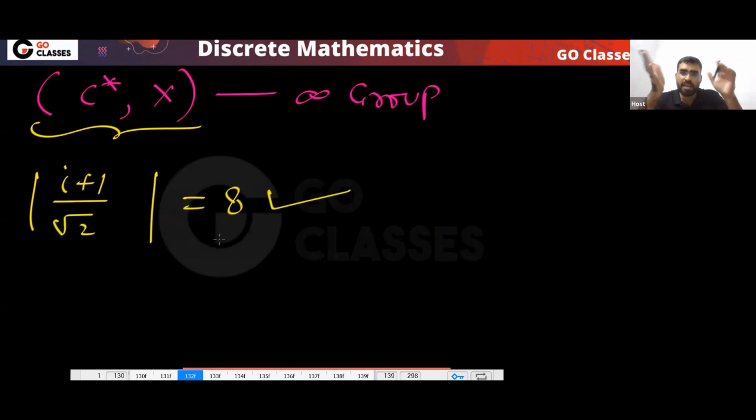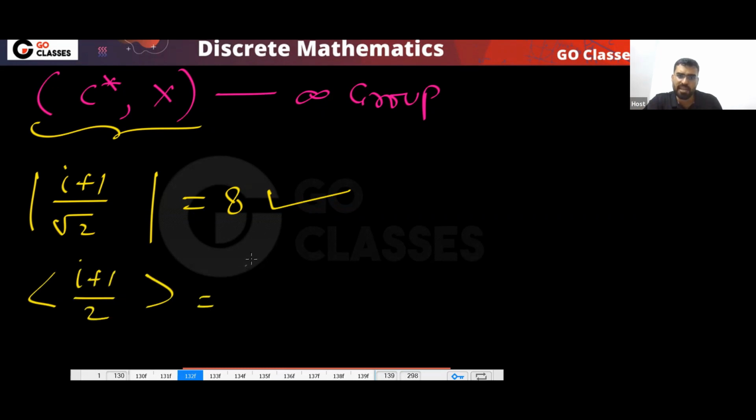In an infinite group, can I say every element will have infinite order? No. You can notice that this element has order 8. Is this clear to everyone? So if you find the subgroup generated by this, there will be a total of 8 elements.